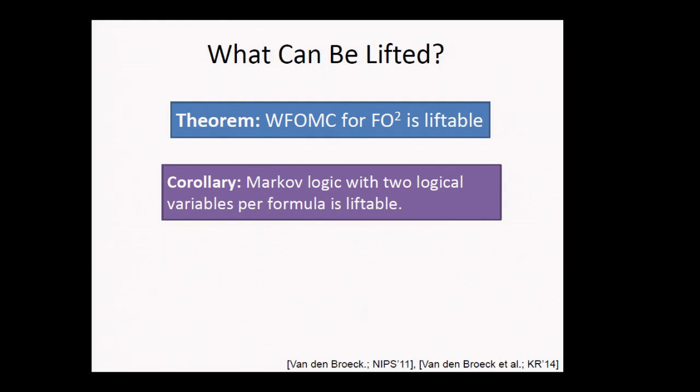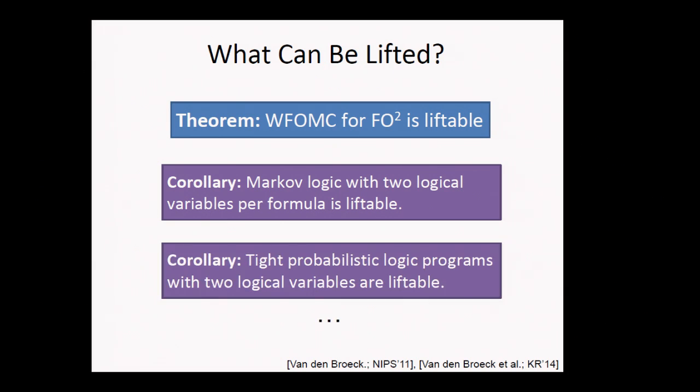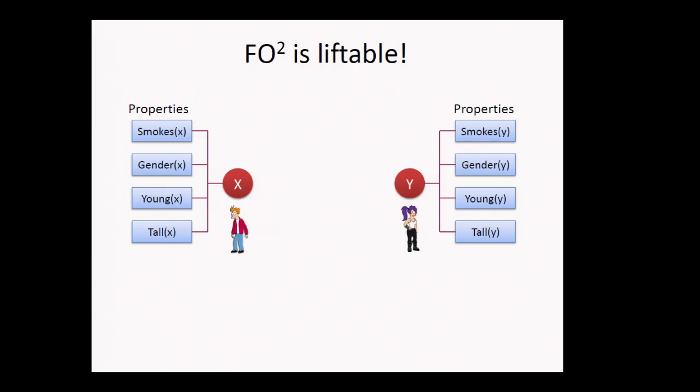You can kind of restate this theorem to say that if you have a Markov logic network with 2 logical variables per formula, then I can always guarantee you that you will be able to run lifted inference. I can guarantee to you that you will be able to scale up with the number of people in your domain. I can also restate this theorem to say that for certain probabilistic programs with 2 logical variables, they will always be liftable. But still, that's maybe not so intuitive.